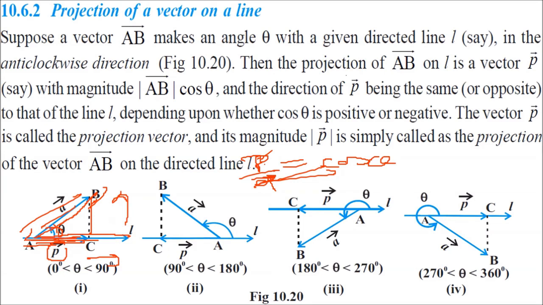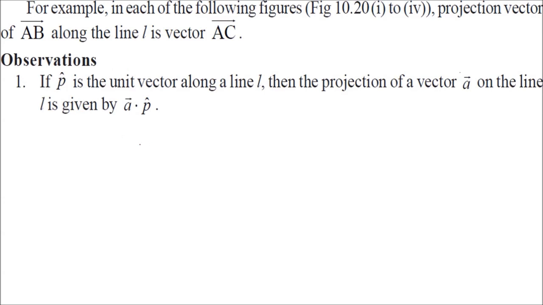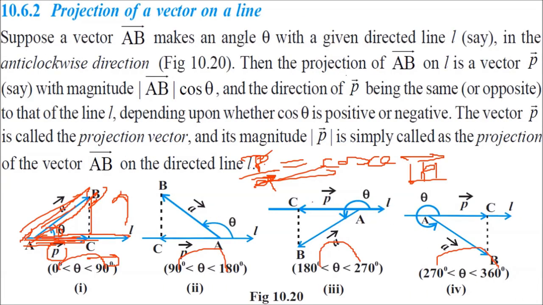P is called the projection vector of this AB, and its magnitude, that is this P magnitude, is simply called the projection of this vector on the directed line. So various options can be there: 0 to 90, 90 to 180, 180 to 270, 270 to 360, like this. Just take an example of different cases, like theta which is greater than 90 degrees, theta between 180 and 270 degrees, and theta between 270 and 360 degrees.